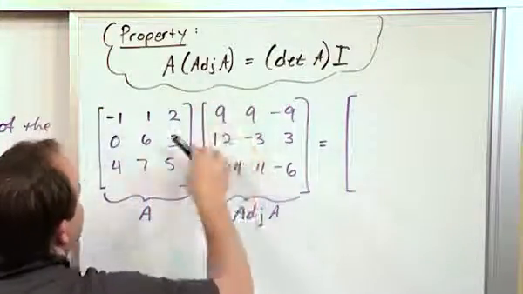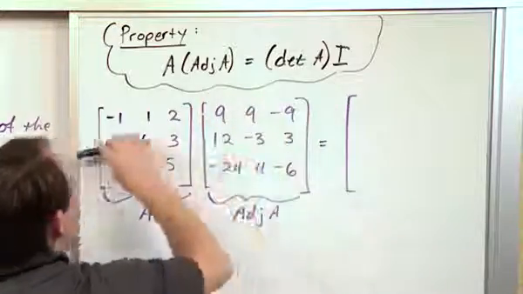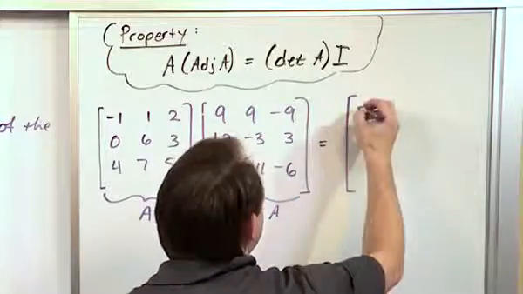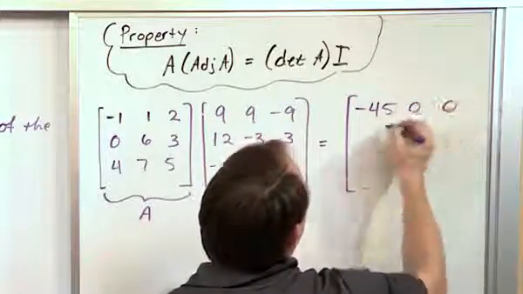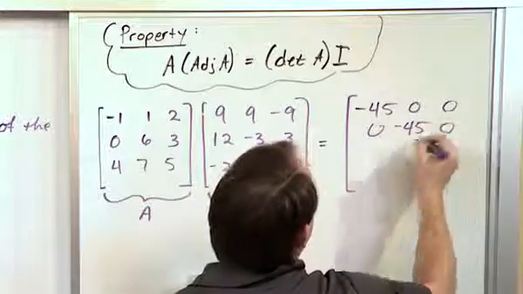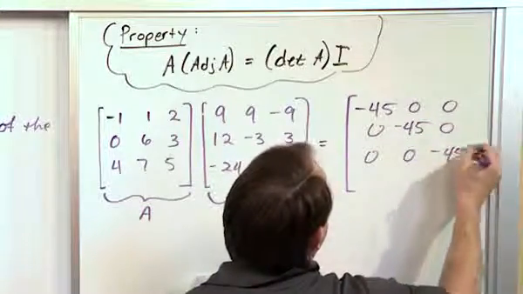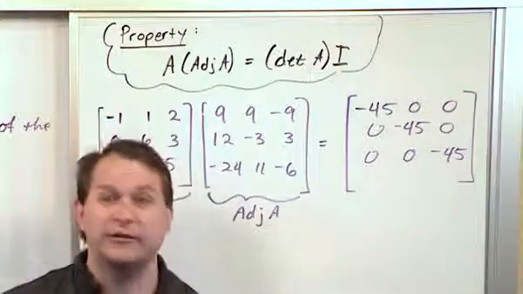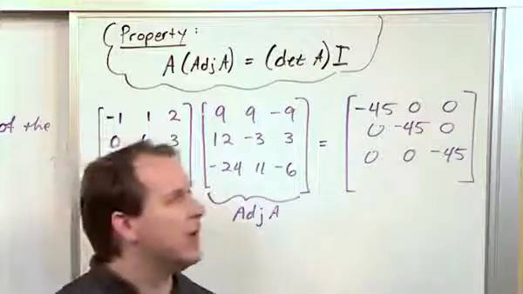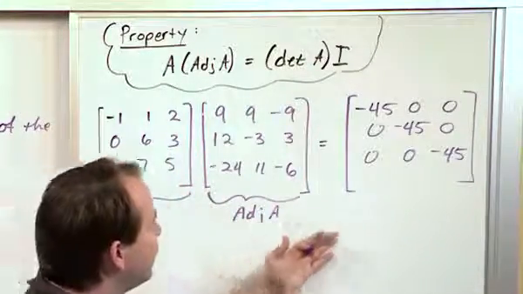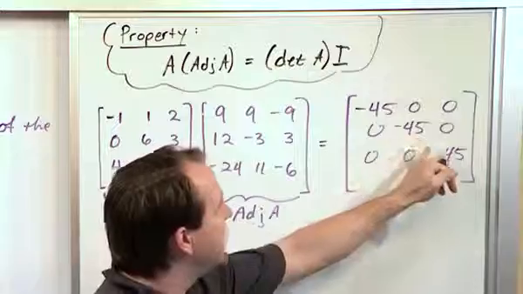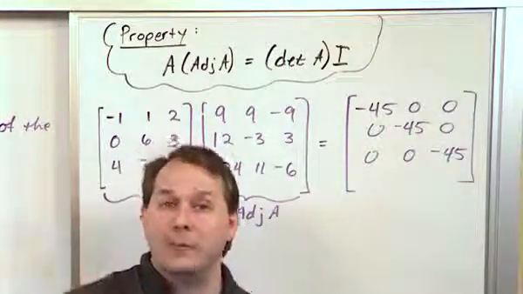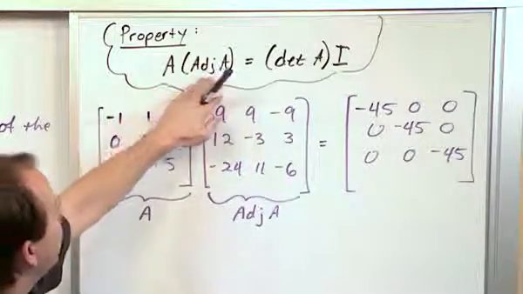If you actually get down with a calculator or with a pencil and paper, and you go across and then down, and across and then down, you basically go through all the multiplications. What you're going to get is negative 45, 0, 0, 0, negative 45, 0, 0, 0, negative 45. If you remember back from before, we've used this matrix a lot. The determinant of this matrix A is negative 45. So when you take the matrix and multiply by its adjoint, you get a new matrix where the determinant lies along the diagonal and there's zeros everywhere else. Why do you care? It's a property. It's a property involving adjoints.